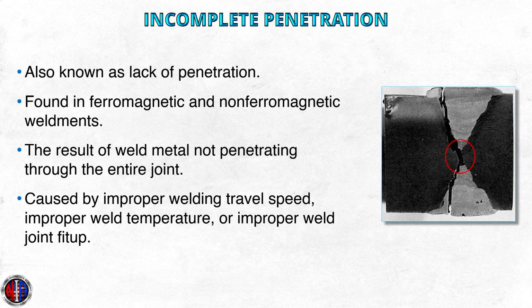The image we see here on the right is of a double V groove weld meant to be a complete joint penetration weld, where when it was welded in the fabrication portion, they did not penetrate thoroughly through the joint, leaving a gap between the two welds. While in service, this gap between the two welds caused a fatigue crack to fail the member.